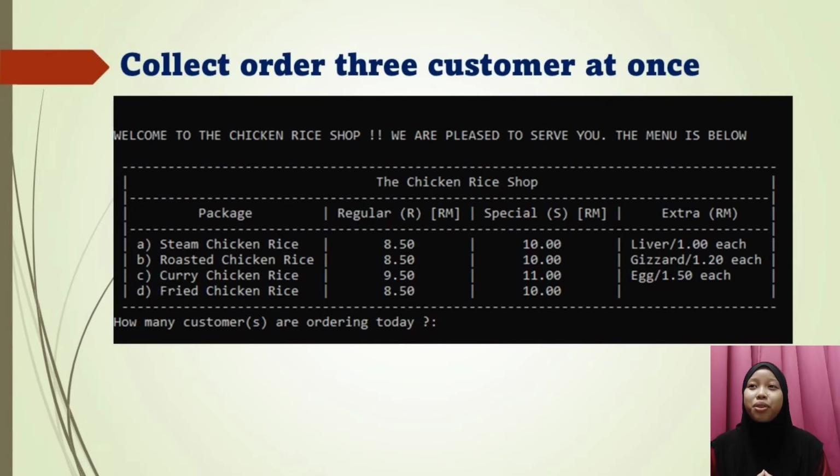So let's say we have 3 customers straight. The system will take an order at once. First, they will be shown the menu, and then they can put in how many customers are ordering, whether it's 2 customers or 1 customer or 3 customers. Today we'll be showing you 3 customers first.